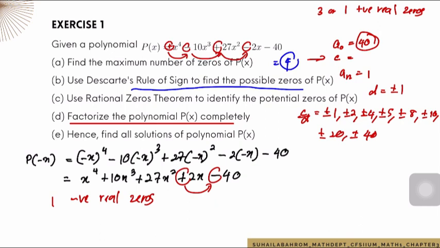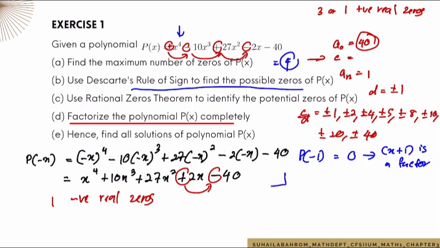So for this case, when I try the value of, let's say, negative 1, when I substitute negative 1 inside the polynomial function x to the power 4 until minus 40, and you get the remainder equal to 0, that means x plus 1 is one of the factors of this polynomial function. So once you get one of the factors, what you can do here is use that zero, which is negative 1, to find out another 3 zeros.